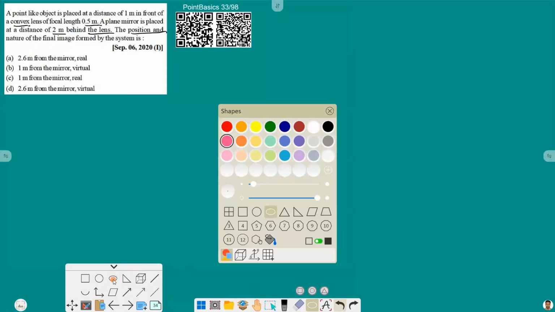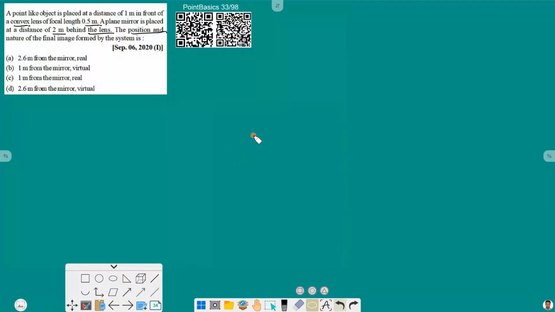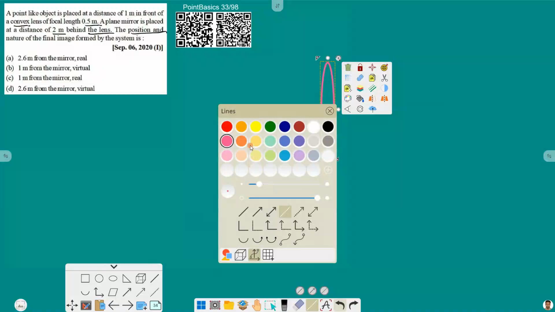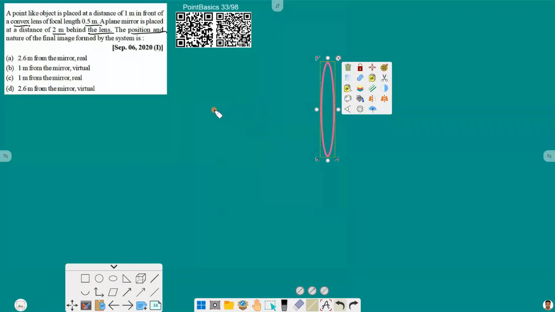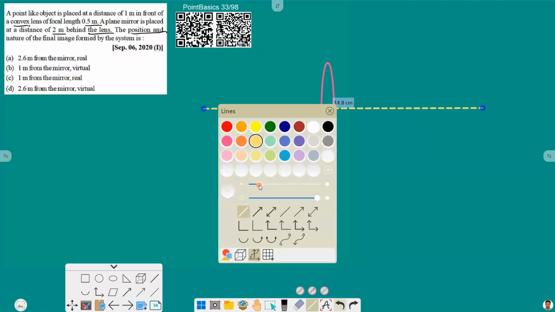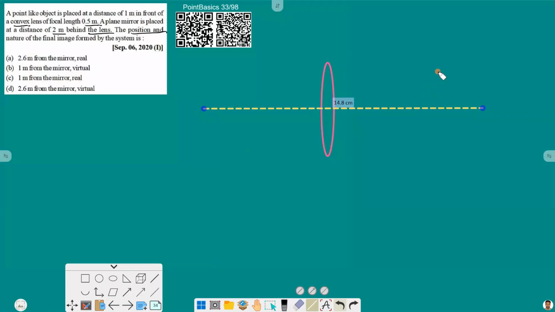Now, suppose this is our convex lens, and this is the principal axis along which we are dealing. Now we have a mirror. Here, this is our mirror, and this is the reflecting side, like this.